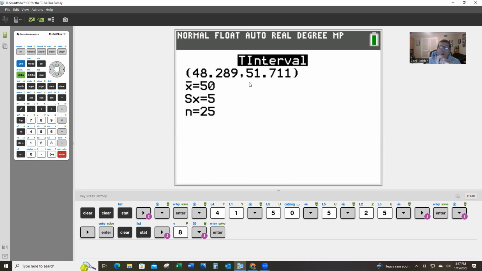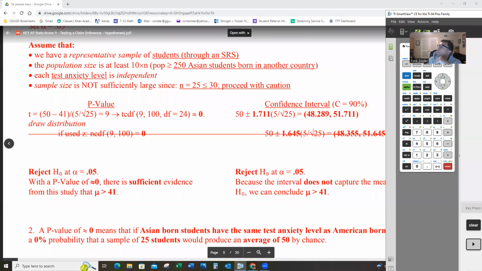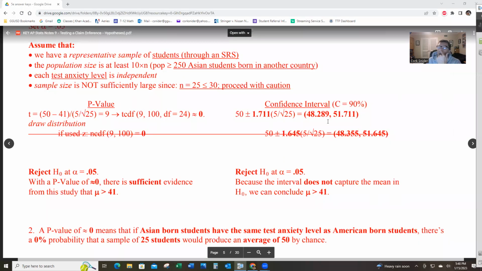The average score for the Asian kids not born in this country should be between 48 and 52, somewhere in there. Okay. So that's pretty easy. And as you can see, there it is, 48 and 52. And again, I'm right here, 48 and 52. Okay, right in there. And what you notice is 41 is not in the interval.